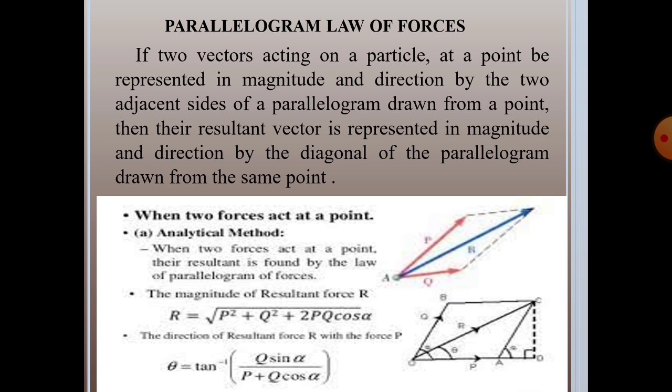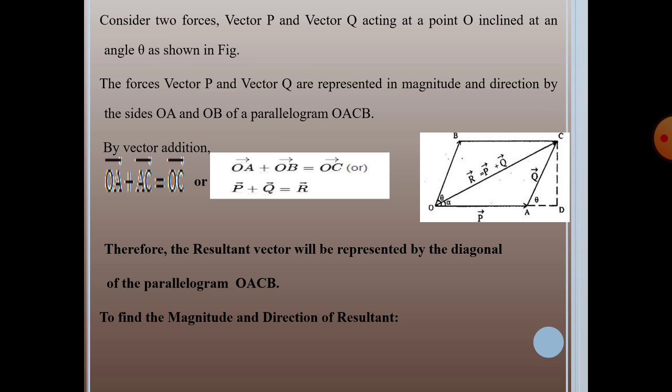So, if two forces acting at a point can be represented in magnitude and direction by the two adjacent sides of the parallelogram, then we can find the resultant as the diagonal of the parallelogram. The resultant is also a vector, therefore it has both magnitude and direction. The magnitude of the resultant can be found as root of p square plus q square plus 2pq cos alpha, and its direction can be given in terms of theta, that is theta is equal to tan inverse of q sin alpha divided by p plus q cos alpha.